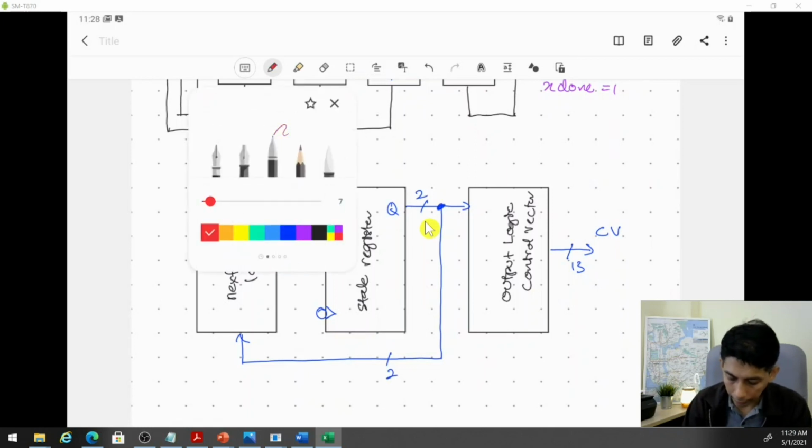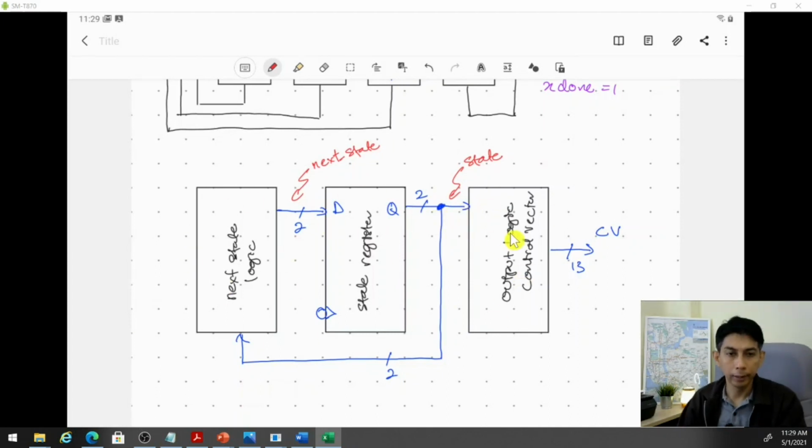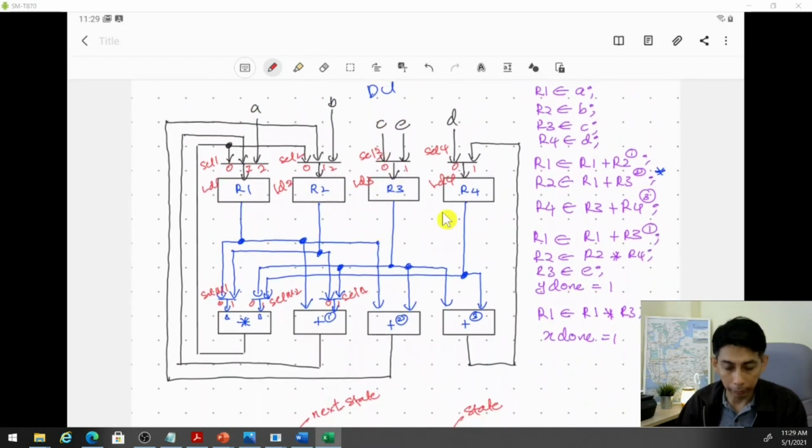And let's name this as state, and this one as next state. The signal here is named next state. This is state. And yes, this is the block diagram for the control unit, or CU. And this one is the data path.